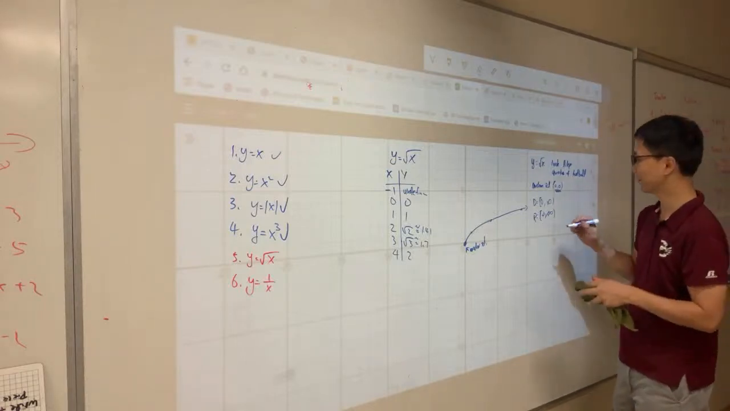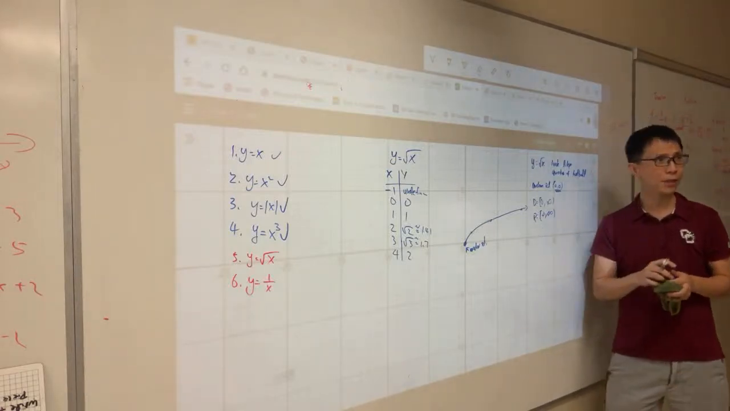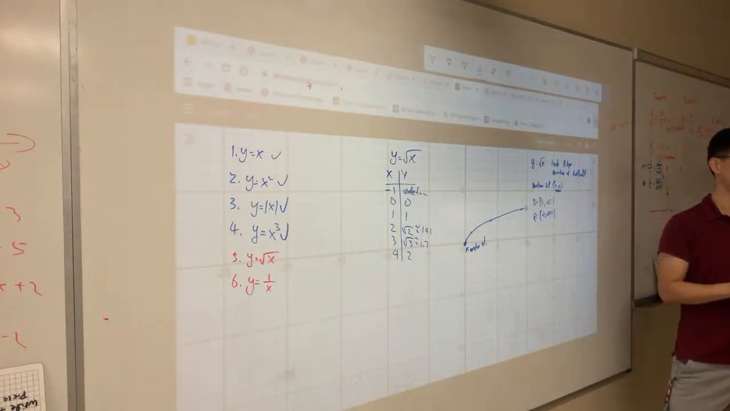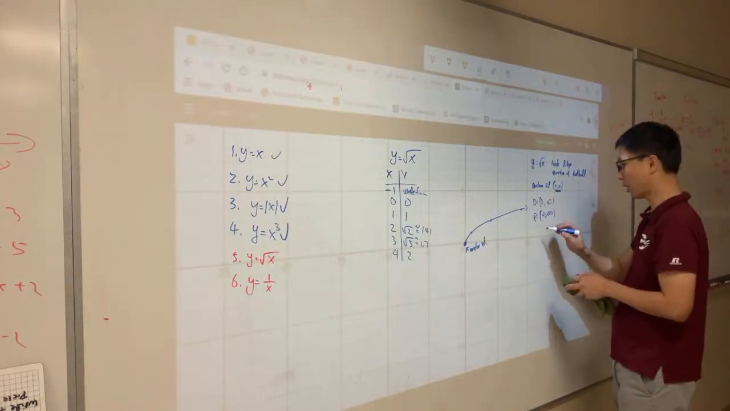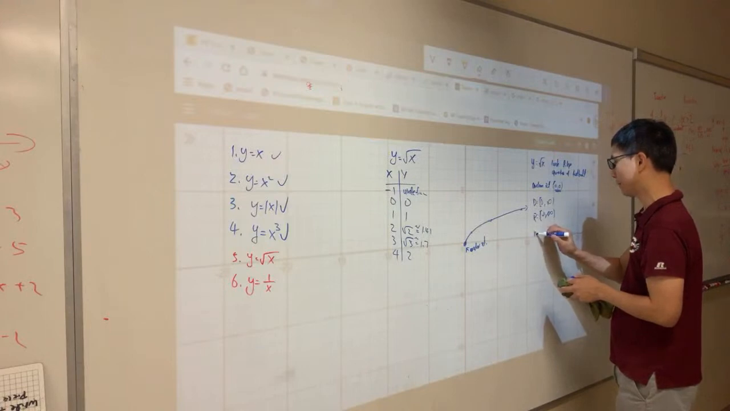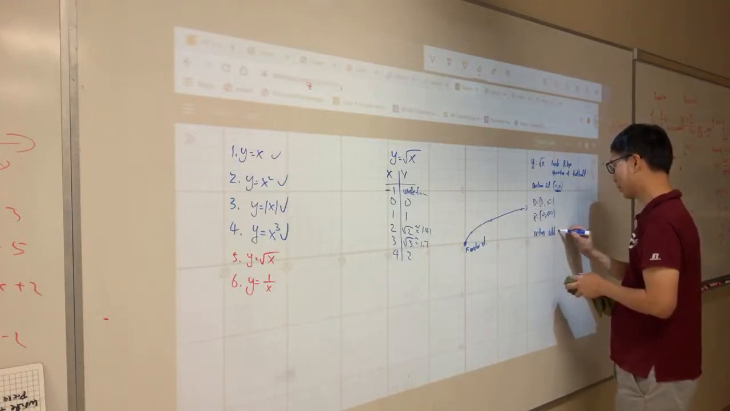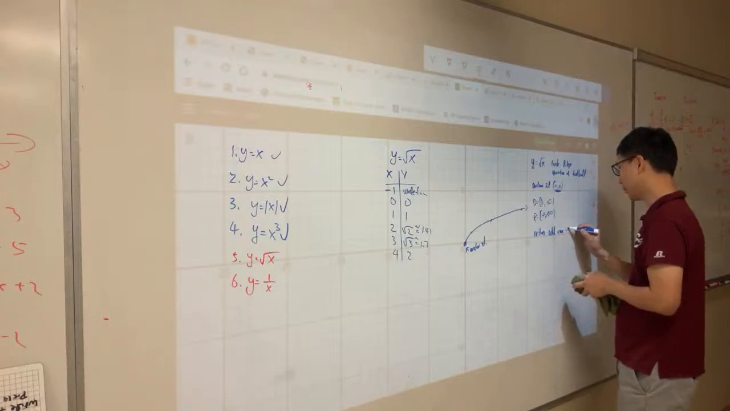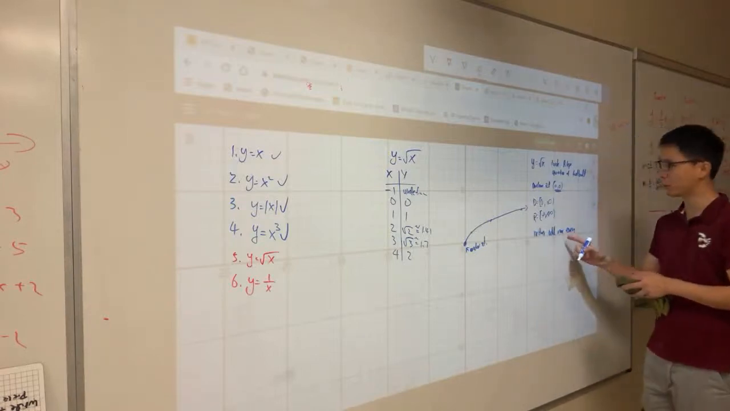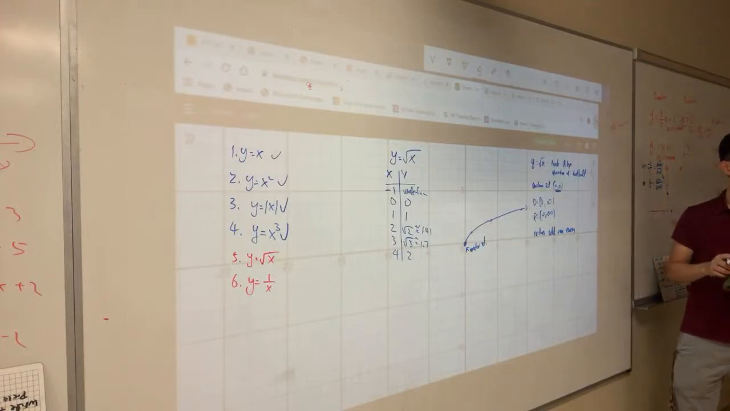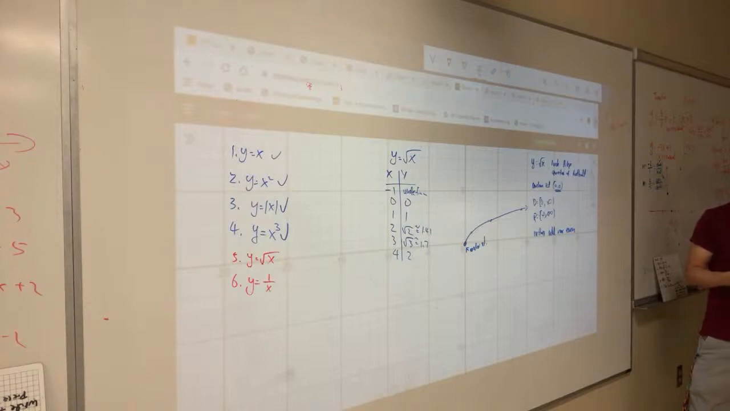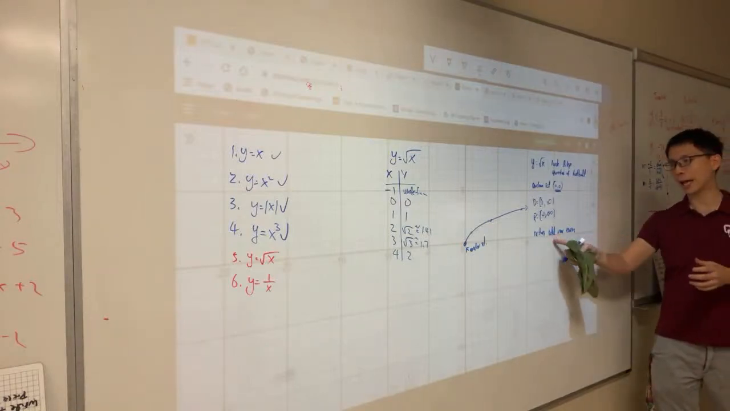Okay, so is this an even or odd function? It's actually neither. Neither odd nor even. Let's spell it right: it's nor. So neither odd nor even.